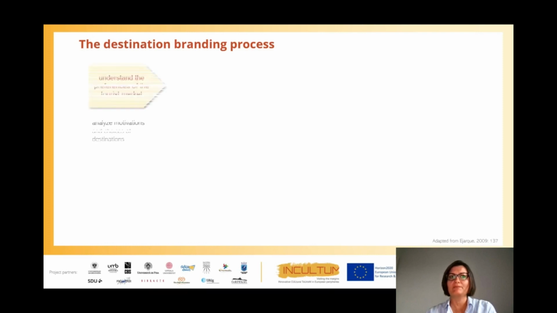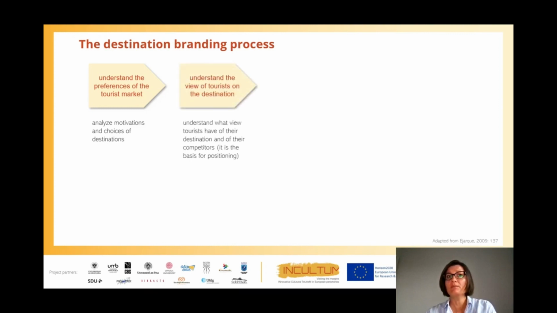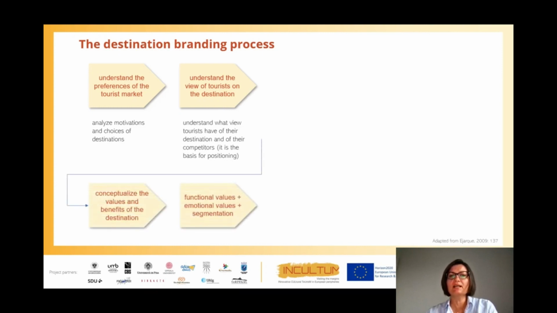with a flowchart. First of all, it is necessary to understand the preferences of the tourist market. From an operational point of view, this involves analyzing motivations and choices of destinations. We then move on to understanding what view tourists have of their destination and of their competitors. It is the basis for positioning. This dual analysis allows destination managers to conceptualize the values and the benefits of the destination, identifying functional and emotional values for each segment of customers they intend to serve.